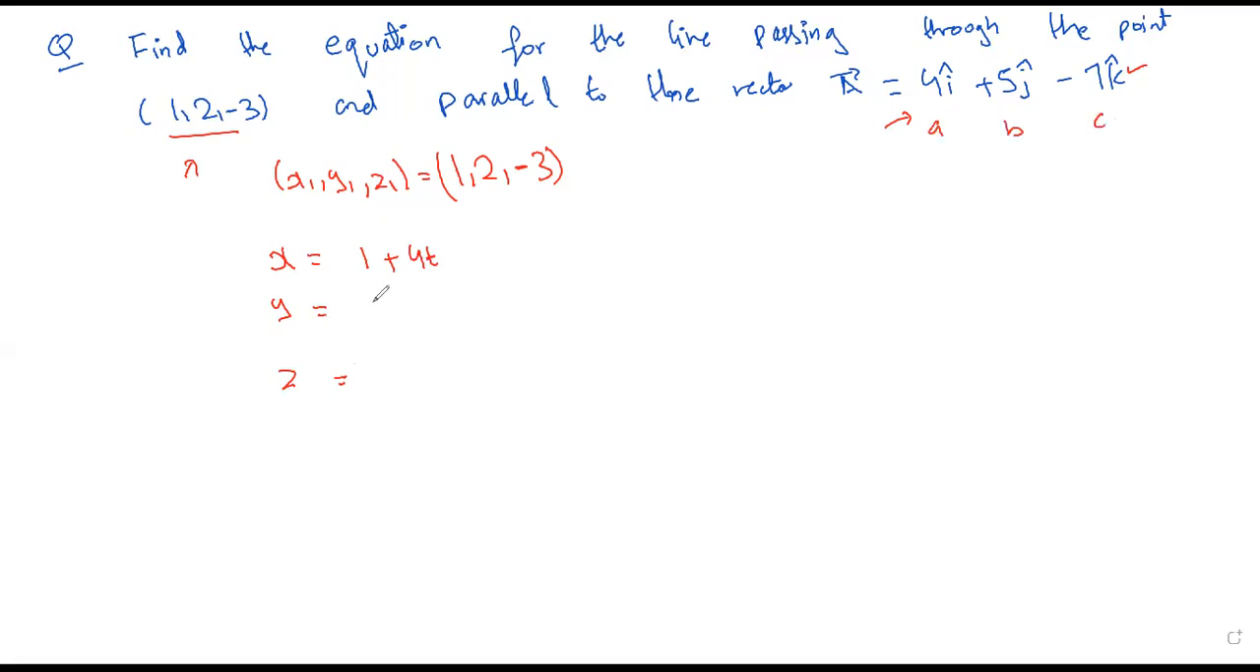Okay. Then y would be 2 plus 5t. And what would be z? -3 minus 7t. Very good. Excellent. Okay. So this is how we talk about the vector equation for a line, right? That is passing through this point and that is parallel to this vector. So did you understand this? Yes. Okay. Now, if I talk about another example quickly, I'll just do it.